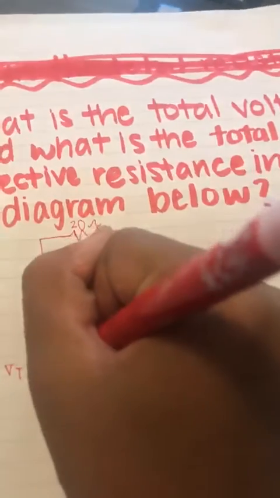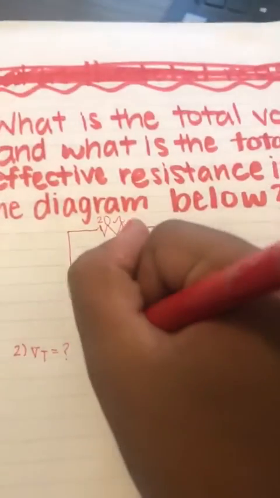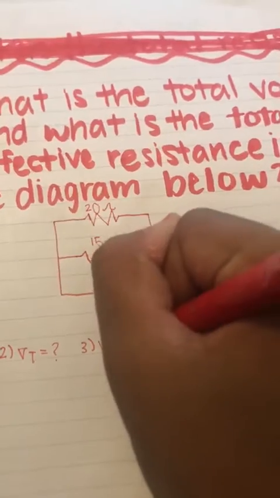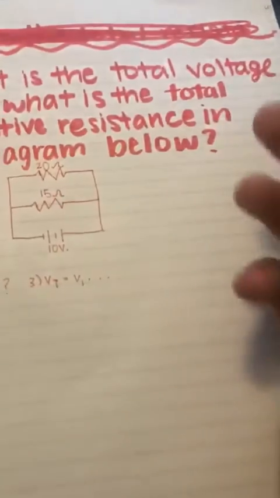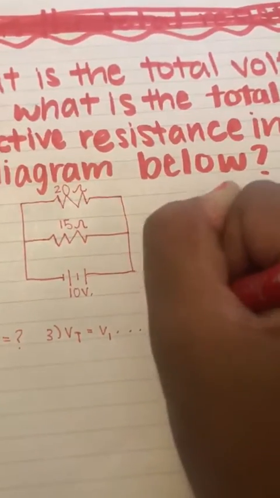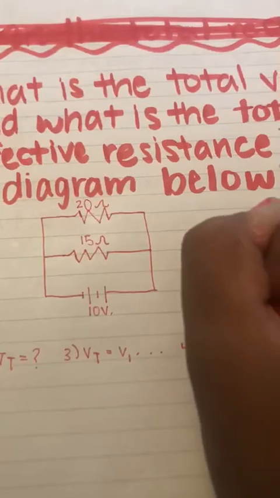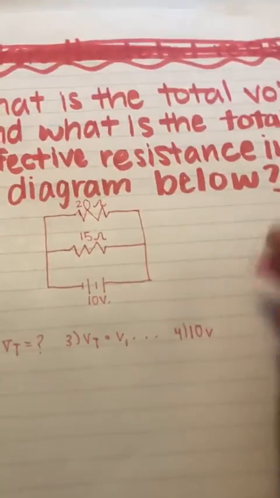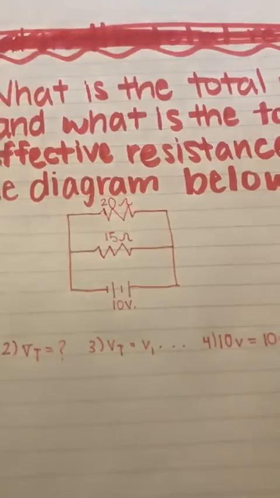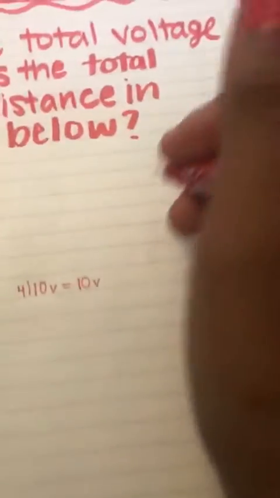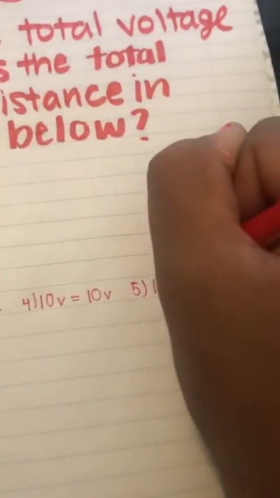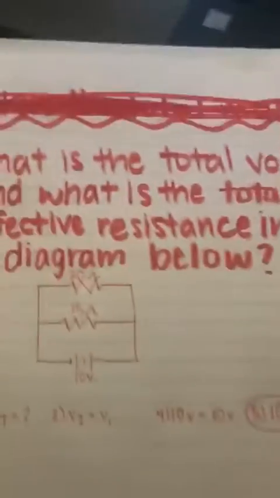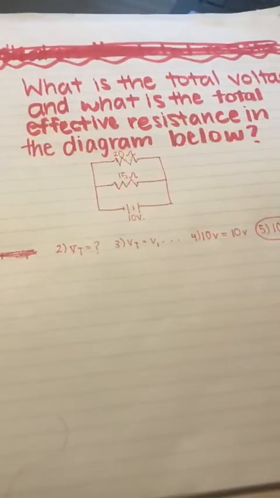And then we're going to write for number 3 our equation, which is VT is equal to V1 and so on. And in this diagram, it only gives us the 10V. So we really don't have to do too much math here, but 10V, which is our V1, is equal to 10V, which is our V total. So we can just say that our total is 10V for the total voltage.